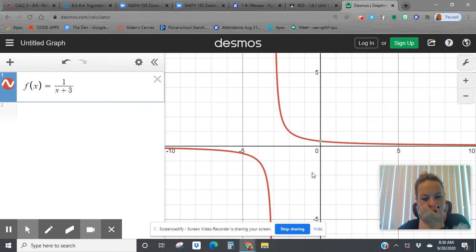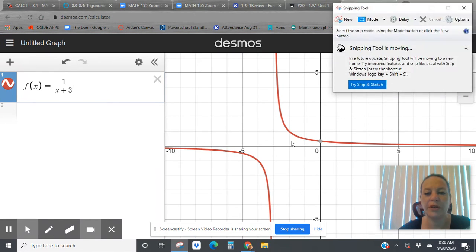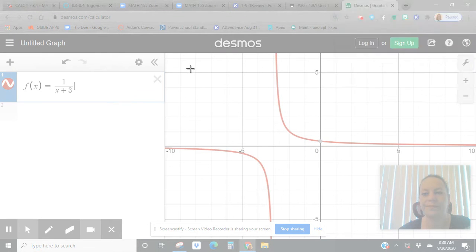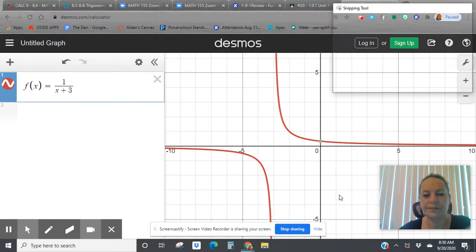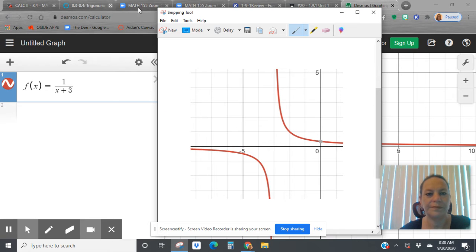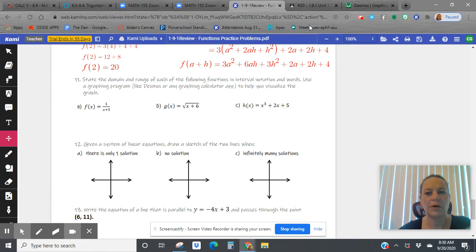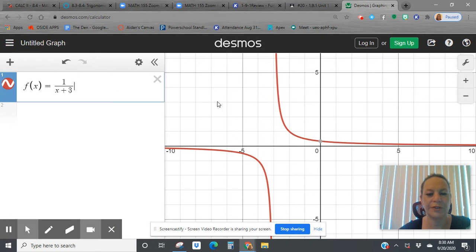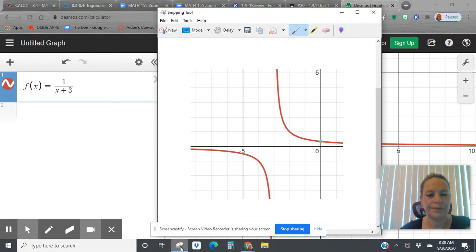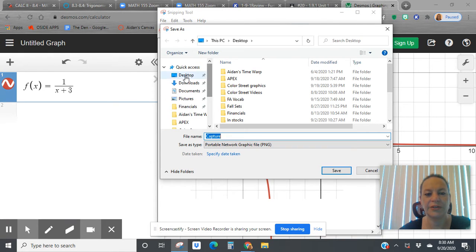So let's go take a picture of this graph though, and put it on. Oh, that's right. In this, we have to save it as an image and insert the image.